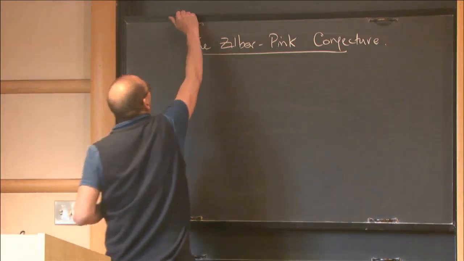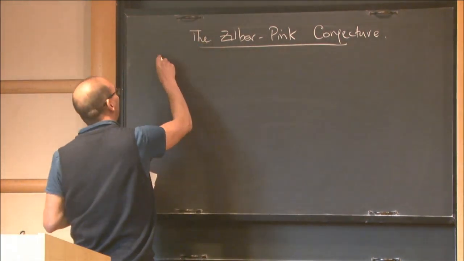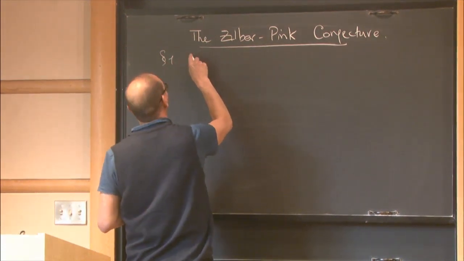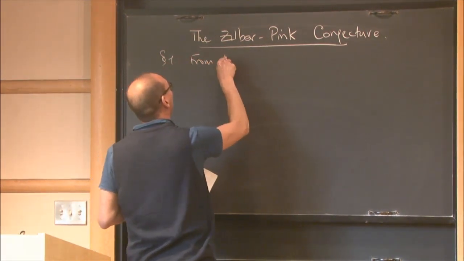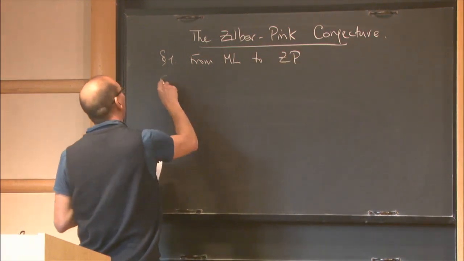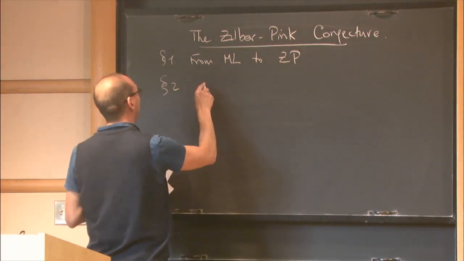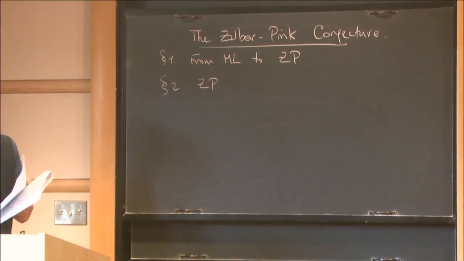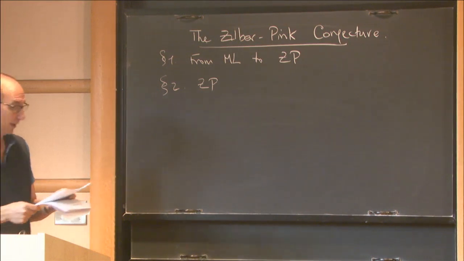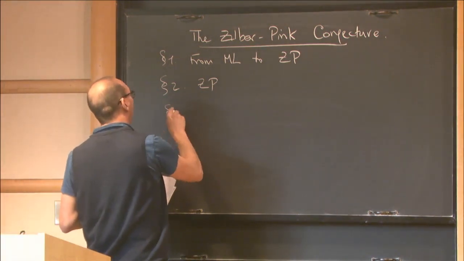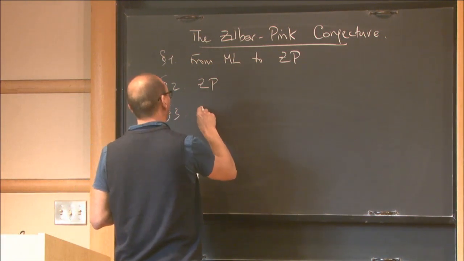So the talk will have three parts. The first part is essentially going from Mordell-Lang to Zilber-Pink. The second part is the statement of the Zilber-Pink conjecture and some examples that illustrate its different faces. And then in the third part, I want to talk about the point counting strategy.